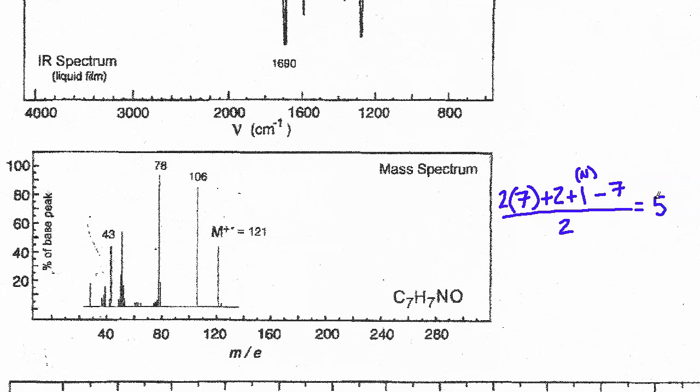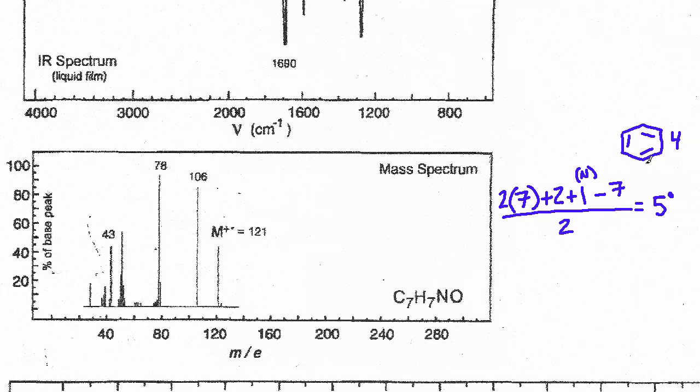Now, general rule of thumb, but not always a guarantee, if you have 5 degrees of unsaturation, you usually have some sort of an aromatic ring. We'll just use benzene as the placeholder right now. Okay, but because we have the ring and the 3 pi bonds, this automatically takes up 4. So remember, degrees of unsaturation are double bonds, triple bonds, and rings.